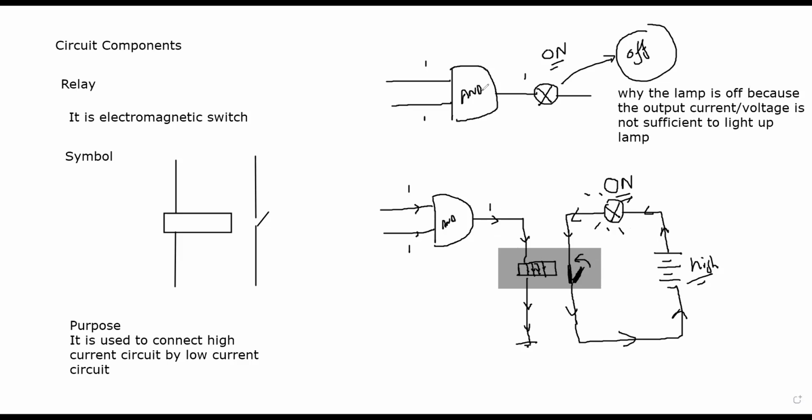If I directly connect this lamp to the AND gate, when both inputs are high, the output should be high. The output is high, but that output current is only showing the state, like it is showing that it allows the current to pass. But maybe the current which was passing is too small, not sufficient to light up this lamp. That's why we can connect a relay, because a relay can be operated by a low current or low voltage circuit. Is it clear, the working of the relay?